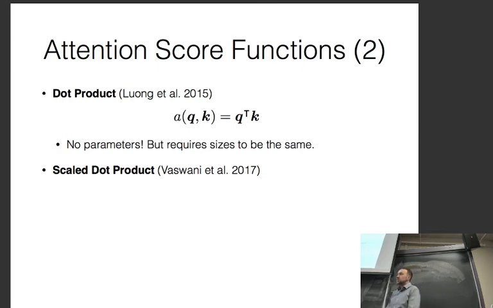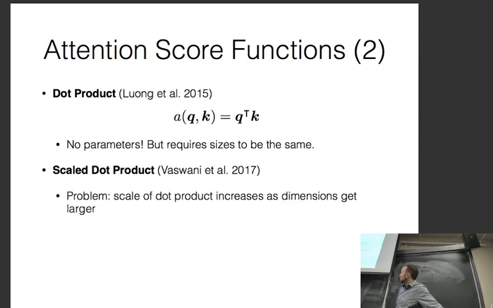Another very recent one that kind of makes a lot of sense, and this wasn't included in the reading, but it seems very attractive to me, is the scaled dot product. So the problem is that basically the scale of the dot product increases as the dimensions get larger. So why is this a problem?